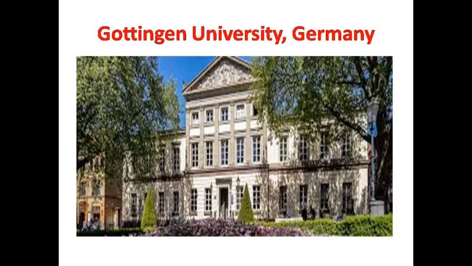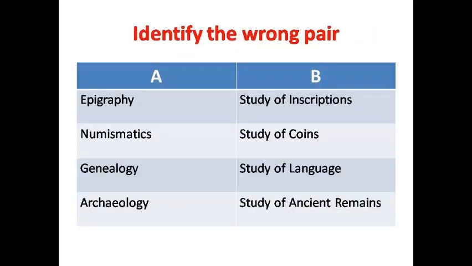Here are a few exercises for you. You have to identify the wrong pair. Epigraphy, the study of inscriptions. Numismatics, study of coins. Genealogy, study of language. Archaeology, study of ancient remains. You will get four pairs, and out of the four, one pair is wrong. You have to recognize it. Naturally, it is the third, genealogy. It's not the study of language. It is the study of lineage.